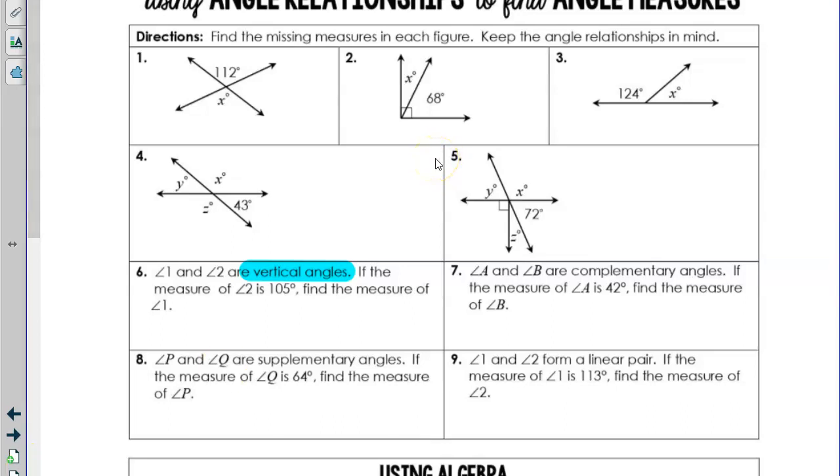All right, so vertical angles is our key word. What do we know about all vertical angles? They're congruent, right? So what is the measure of angle 1? Very good. I want you to get used to writing the measure of angle 1 equals 105 degrees. So write out the whole sentence, including the degree.